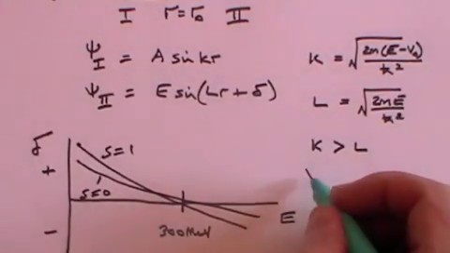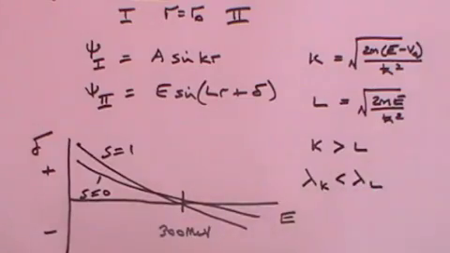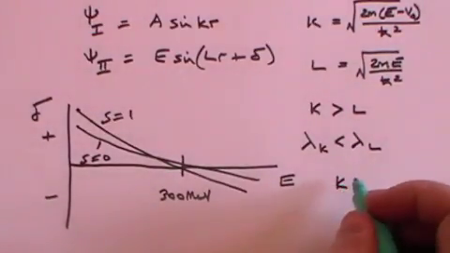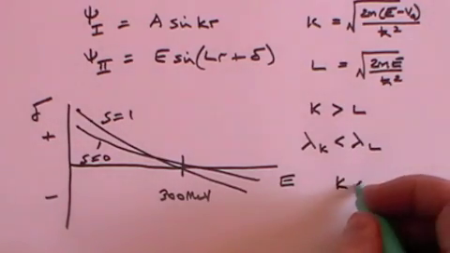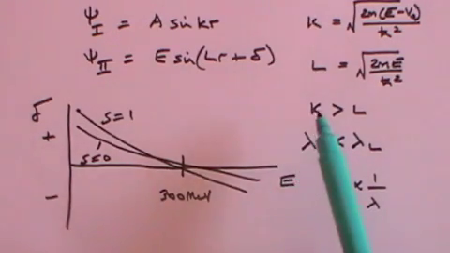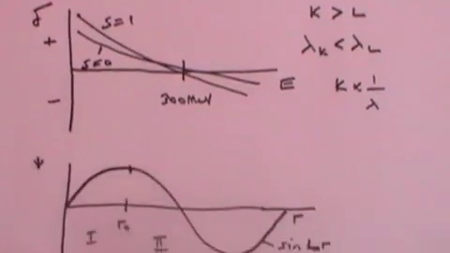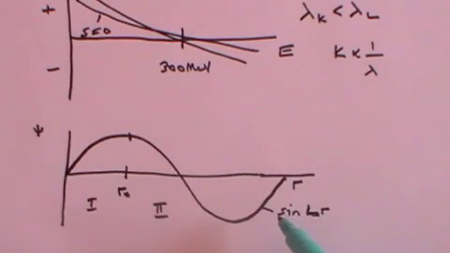That means that the wavelength of the K wave will be less than the wavelength of the L wave, because K, which is essentially the wave number, is proportional to 1 over lambda. It's actually 2 pi over lambda, but in proportional terms, K is proportional to 1 over lambda. So as K increases, lambda decreases. So if K is greater than L, that means the wavelength of the K wave is less than the wavelength of the L wave. Okay, and what we've plotted is essentially the L wave without the phase difference.